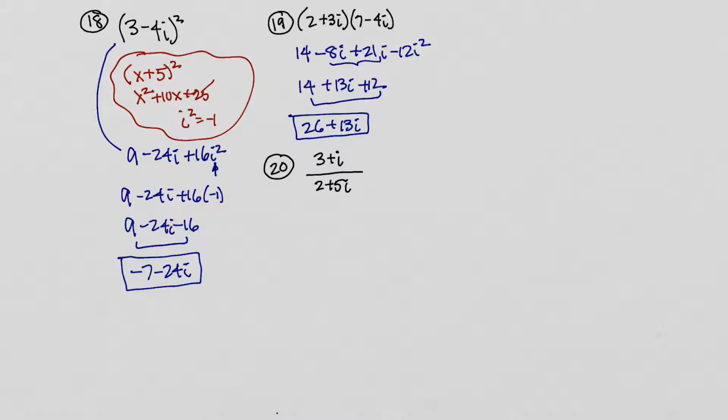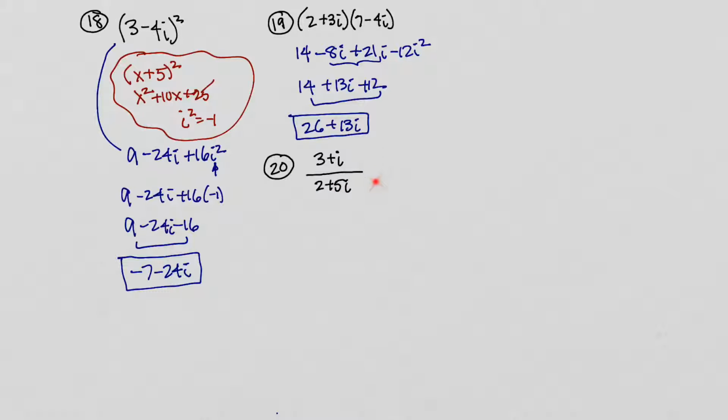In number 20, we've got a complex number divided by a complex number, and we're going to handle these the same way we did like rationalizing denominators when we had radicals. So this is going to be similar to problem number 14, in the sense that what I'm going to do is multiply the top and the bottom by the conjugate of the bottom.